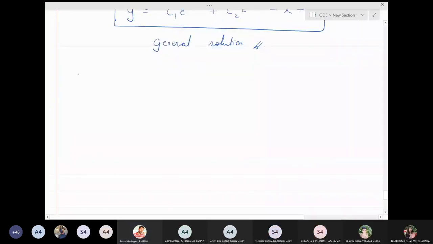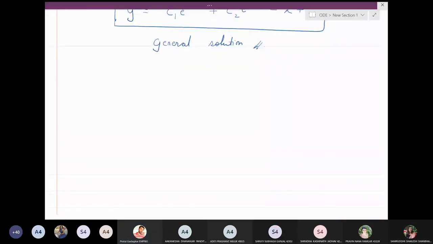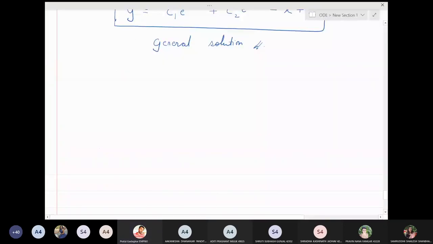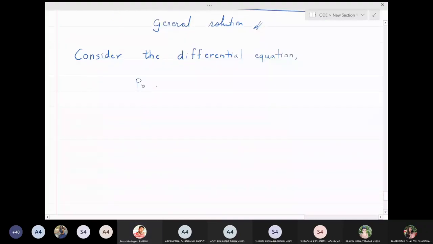So let us consider the differential equation P naught d2y by dx square plus P1 dy by dx plus P2y equal to some Rx. Okay, let's write case 1.